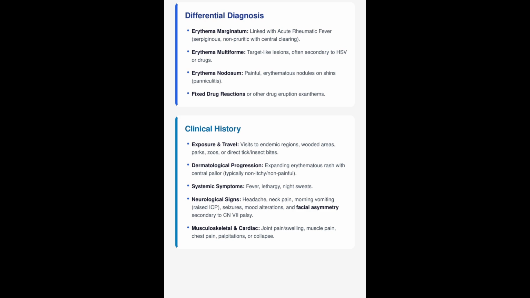Systemic symptoms like fever, lethargy, or night sweats need to be asked. History of neurological signs and symptoms like headache, neck pain, morning vomiting, facial asymmetry need to be asked. Musculoskeletal and cardiac history should be asked. We should ask regarding the history of joint pain or swelling, muscle pain, chest pain, palpitations, or collapse.